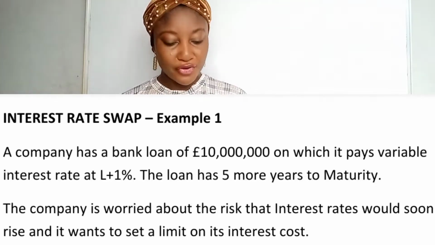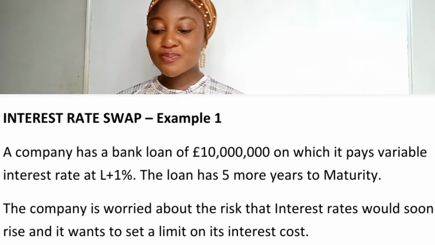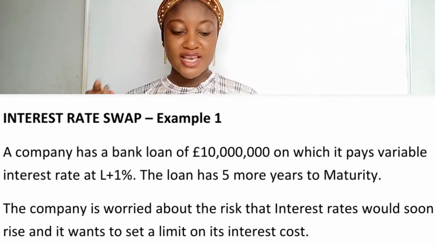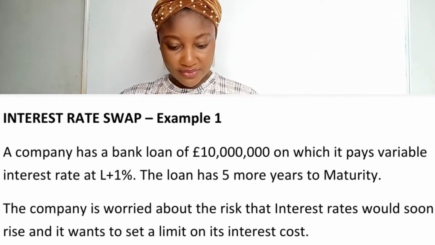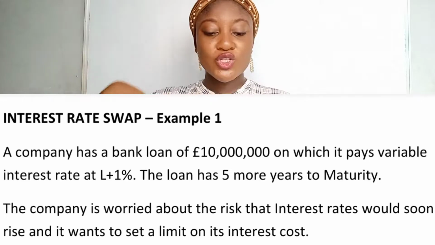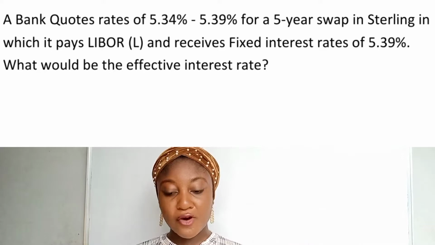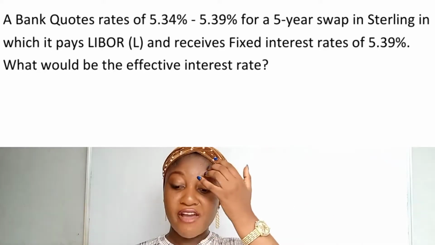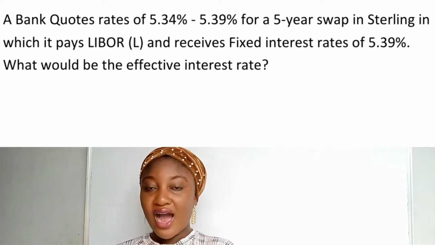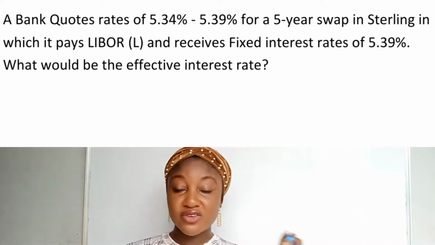So let me read this question for you, and they usually come in short. A company has a bank loan of £10 million on which it pays variable interest rates at LIBOR plus 1%. The loan has 5 more years to maturity. The company is worried about the risk that interest rates will soon rise, and it wants to set a limit on its interest cost. A bank quotes rates of 5.34% to 5.39% for a 5-year swap in sterling, that's in pounds, right? In which it pays LIBOR and receives fixed interest rate of 5.39%. What will be the effective interest rate?